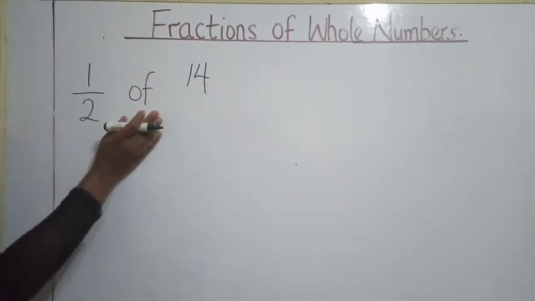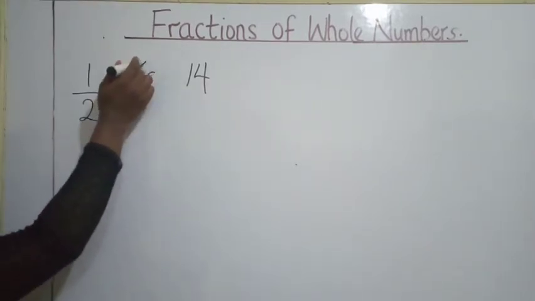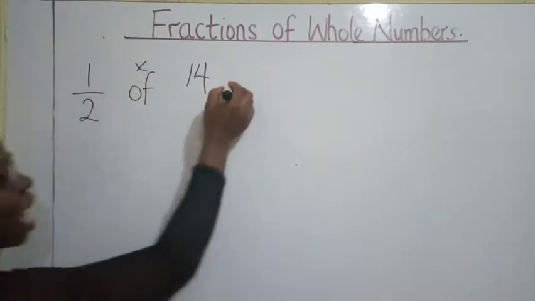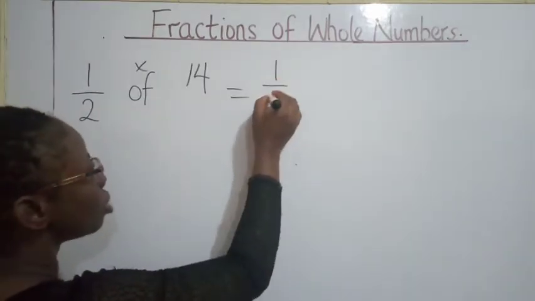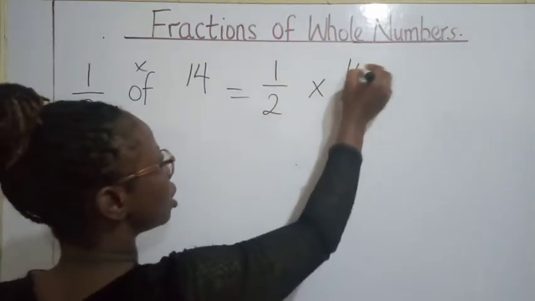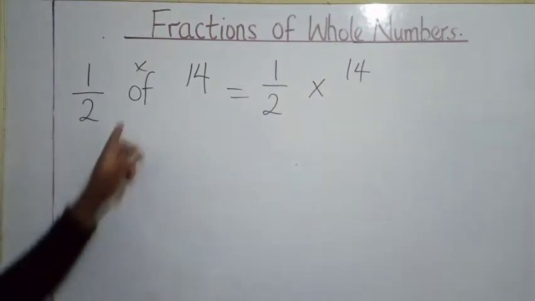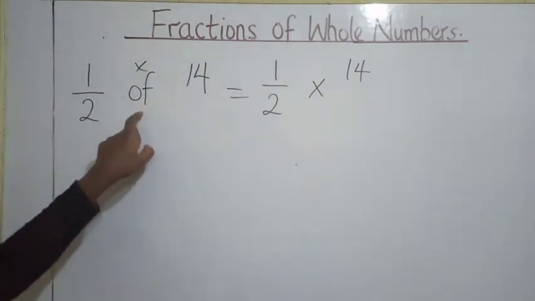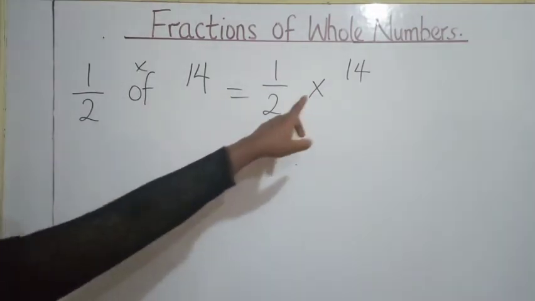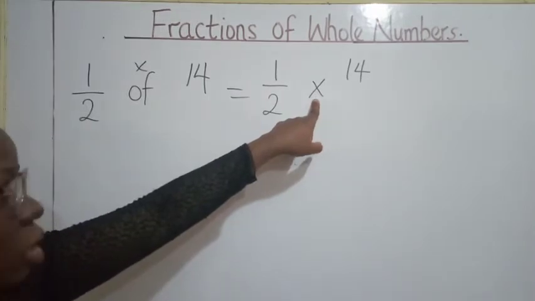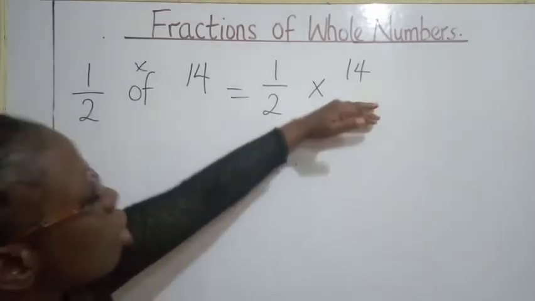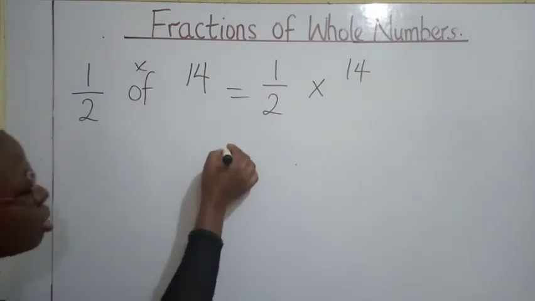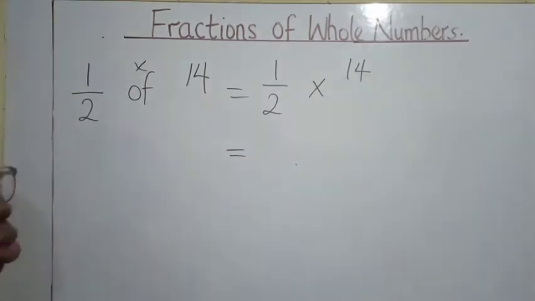Then in mathematics, whenever we have "of", it means times. So I can rewrite this as 1 all over 2 times 14. So when you see "of" in mathematics, don't forget it means multiplication, it means times, okay? So now we need to solve this. There are different ways to go about it, but I'll teach you the simplest way to do it.